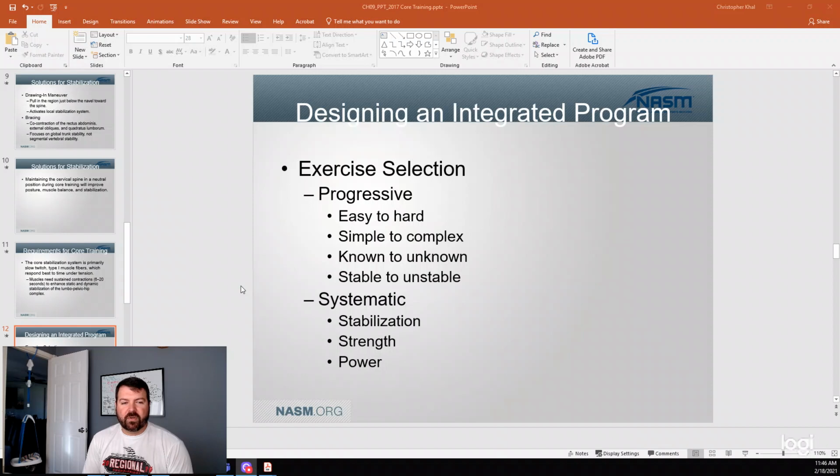You can also, once they get to the full plank, add the unstable surfaces. You can put a ball under their feet, Dynadiscs, whatever to make it unstable. And then the number of things really just increases. I mean, really the sky's the limit. And the systematic, okay, you want to start with your stabilization exercises first, and then go to your strength and power.